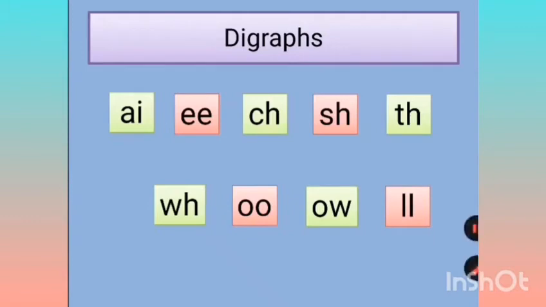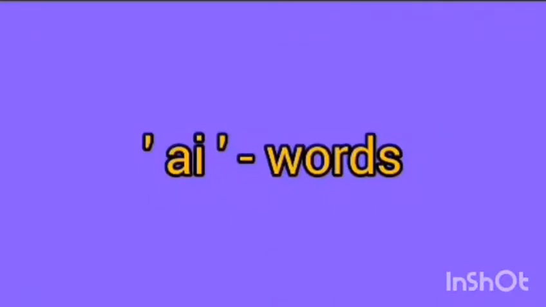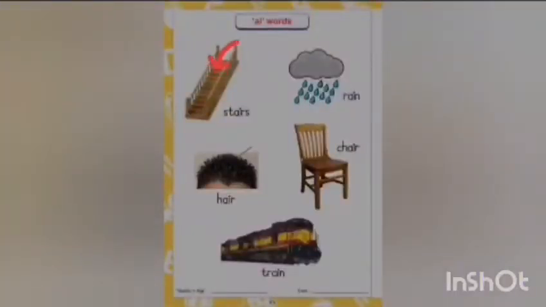Children, let's do the oral revision of all the digraphs you have learned in your previous sessions. AI words, and the sound of AI is A. S-T-A-I-R-S, stairs. R-A-I-N, rain. H-A-I-R, hair. C-H-A-I-R, chair. T-R-A-I-N, train.